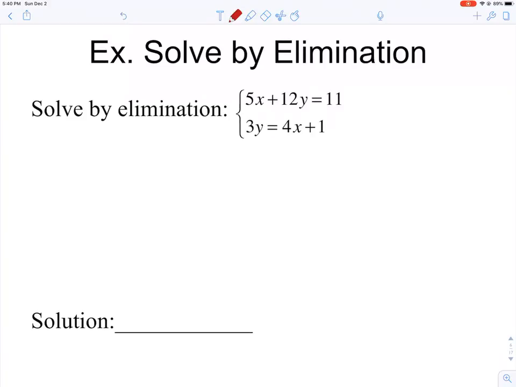Okay. So for this next system, notice that we do not have our x's and y's and constants lined up vertically. So we need to fix that first.